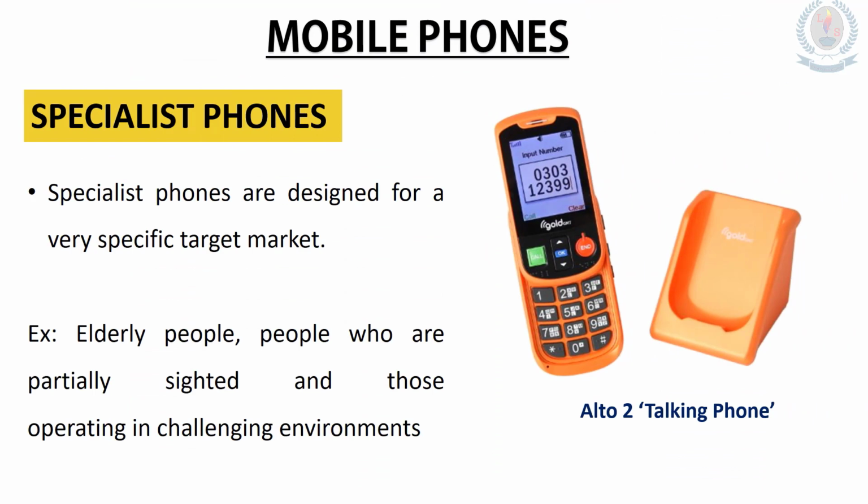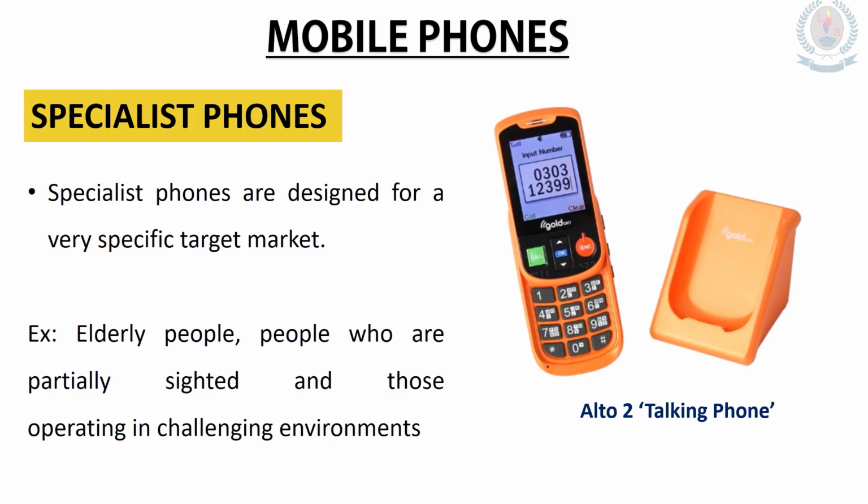Specialist phone is a kind of mobile phone that are designed for a very specific target market. They provide specialist features to their users with the functions that meet particular needs. For example, some mobile phones have an emergency button that is linked to a list of emergency contacts. When this button is pressed, the phone will call each person on the list until someone answers.